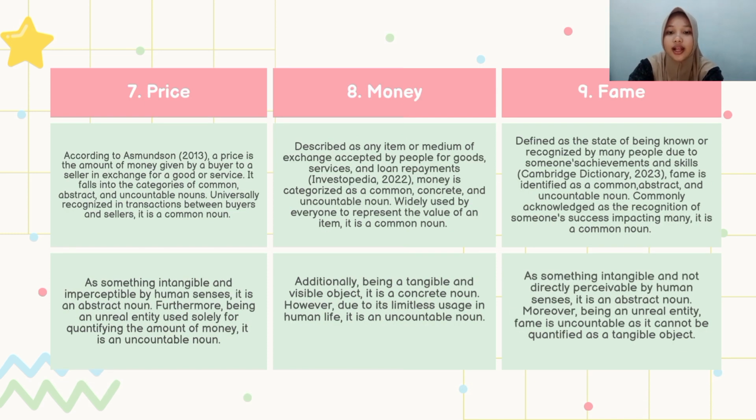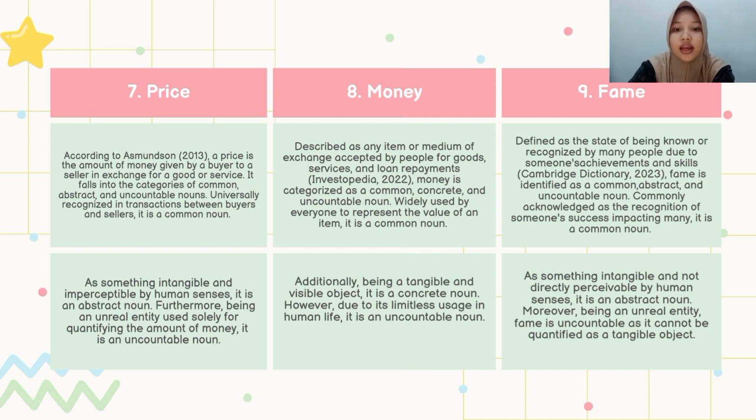Seven is price. According to Asmundsson, a price is the amount of money given by a buyer to a seller in exchange for a good or service. It falls into the categories of common, abstract, and uncountable nouns, universally recognized in transactions between buyers and sellers. It is a common noun. As something intangible and imperceptible by human sense, it is an abstract noun. Furthermore, being an unreal entity used solely for quantifying the amount of money, it is an uncountable noun.